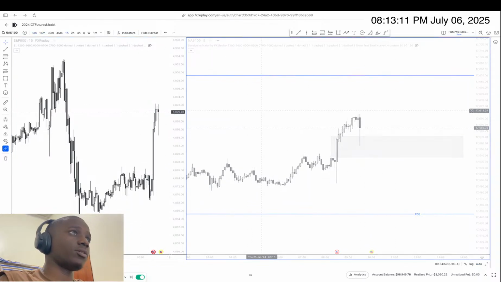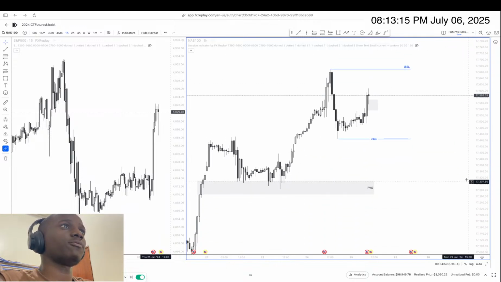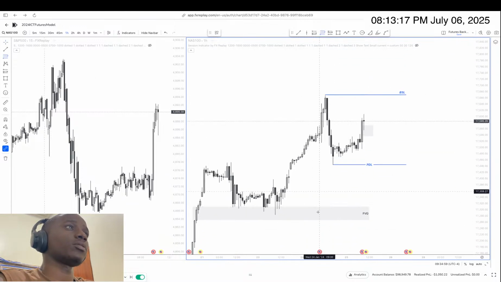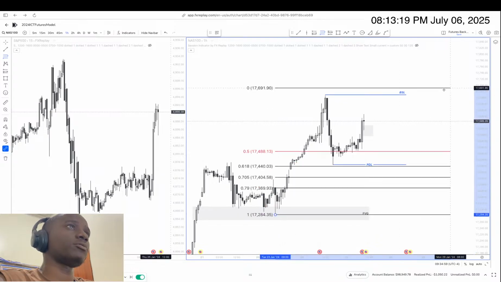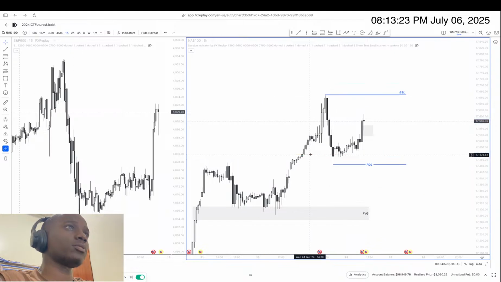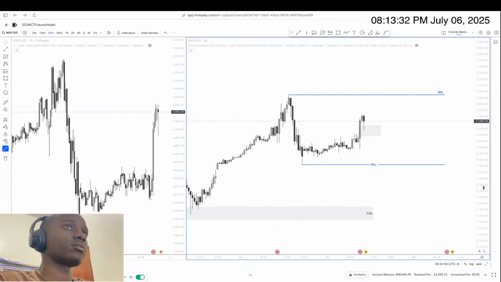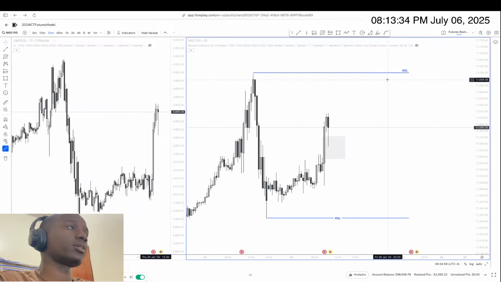I'm going on the 4 hour. Let's see if this was a move to equilibrium before pushing higher again. So you can see we drop into discount and start pushing. Yeah, so this would not be bad. So we'll be looking for buys and target the buy side.